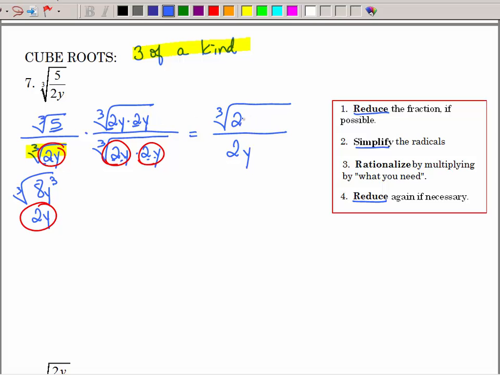On top, all that's underneath the cube root sign, I need to multiply 5 times 2 times 2, which is 20, and y times y, which is y squared. I know I cannot simplify that because back here it's already factored and there's not 3 of a kind. That's my final answer. I cannot reduce it. 2 cannot go into 20. This is outside of a radical.